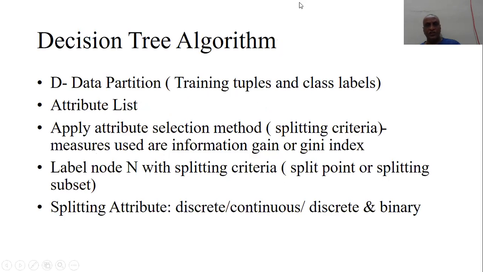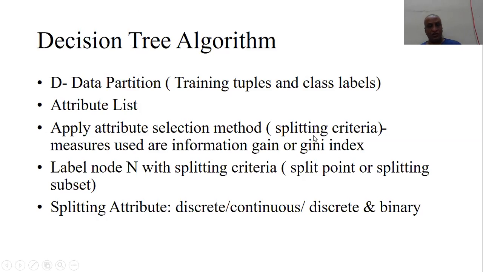If you look at the flow of a decision tree algorithm, it is fed with the data partition, attribute list, and attribute selection method. And the outcome is a decision tree. A data partition D consists of training tuples and associated class labels. The attribute selection method is applied for splitting criteria, for splitting my data partition.